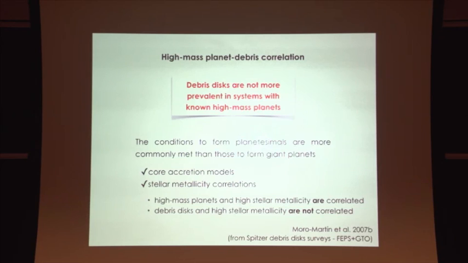If you look at the distribution, I don't think I have this plot here, but the distribution of where the inner edge of the dust would be is located around 30 to 40 astronomical units. So these are things similar to the Kuiper belt. What we are looking at is the correlation between the cold disks and planets.